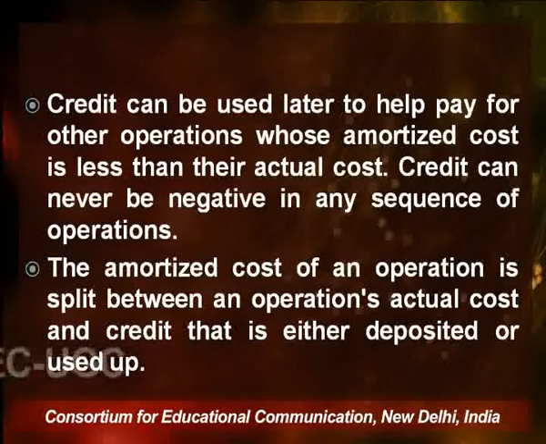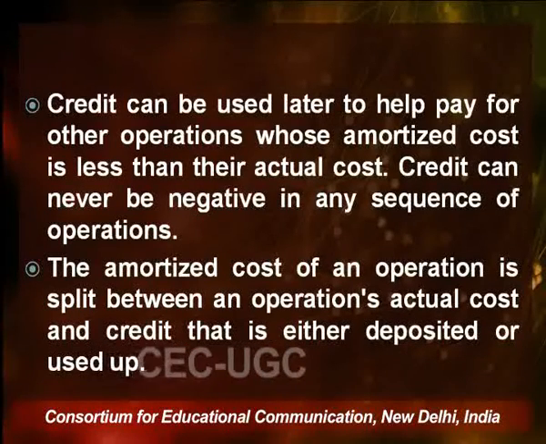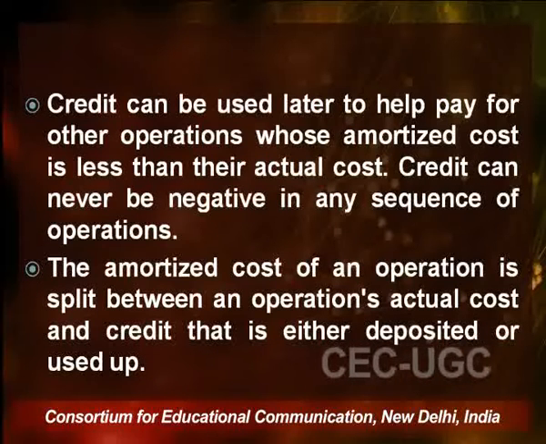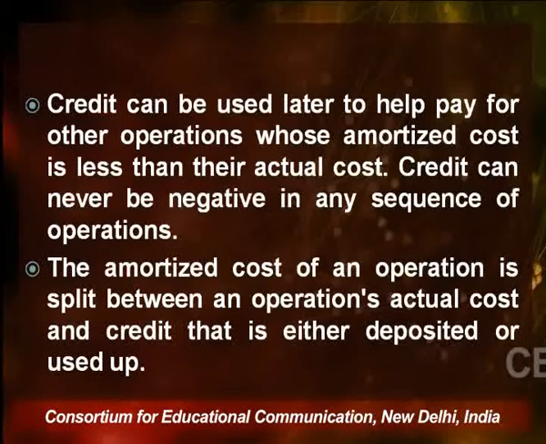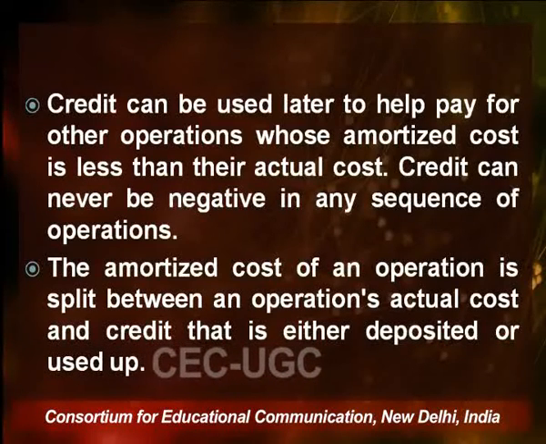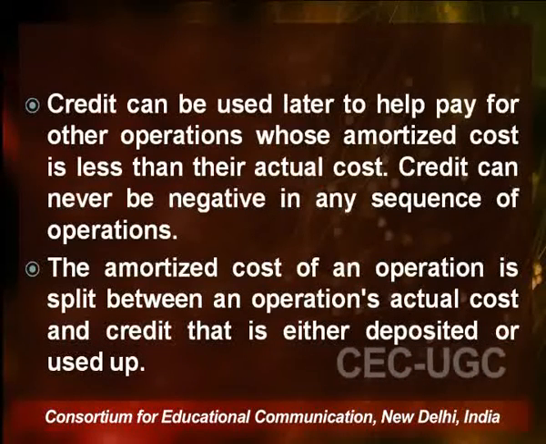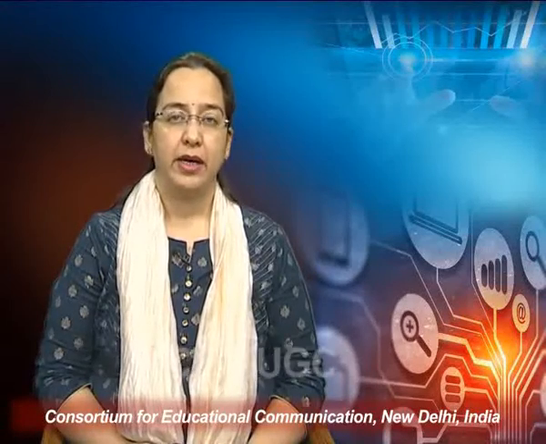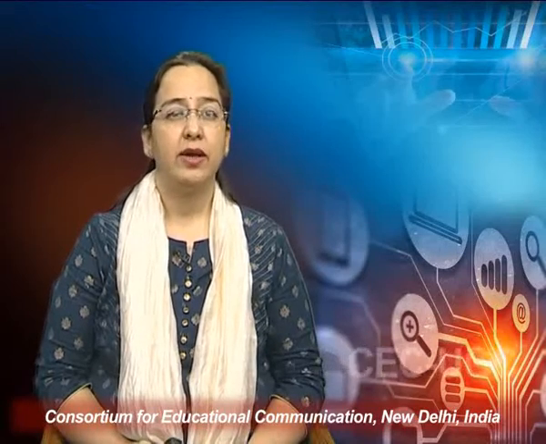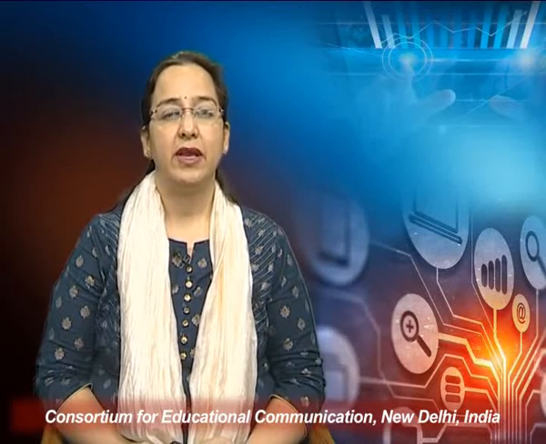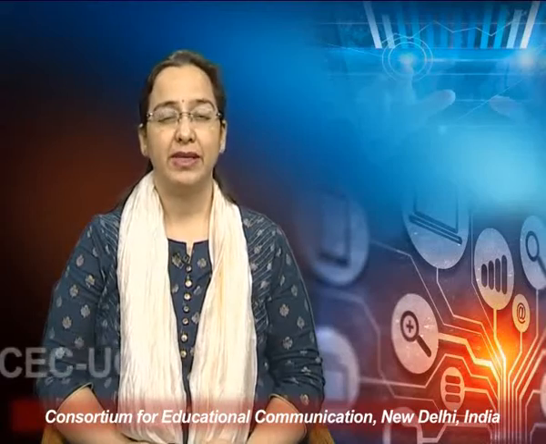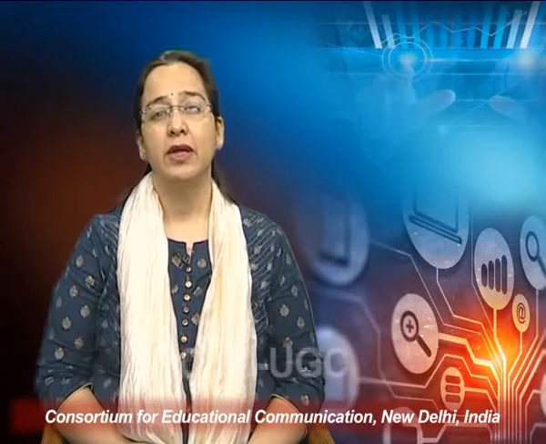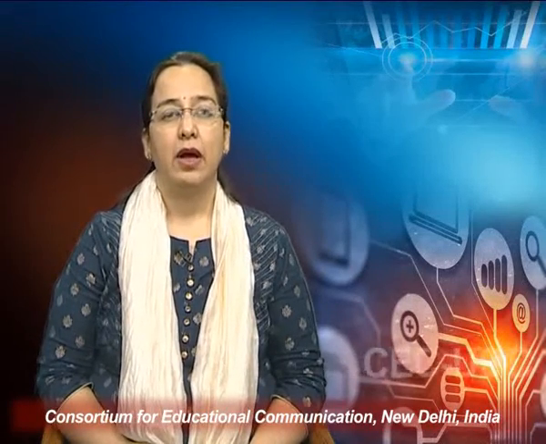So there will be some operations whose amortized cost is less than the actual cost, and some whose amortized cost is more than their actual cost. The operations with amortized cost more than actual cost deposit the credit, and the operations with amortized cost less than actual cost use up that credit. The condition here is that credit can never be negative in any sequence of operations. For a particular sequence of operations we consider, the credit should not be negative.